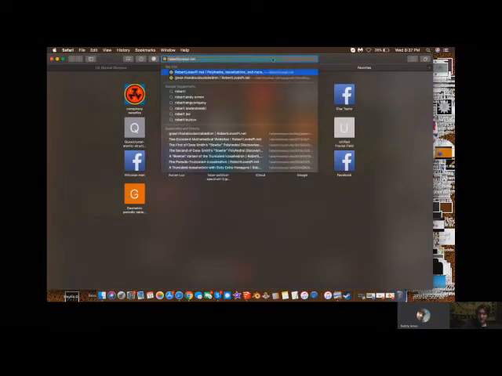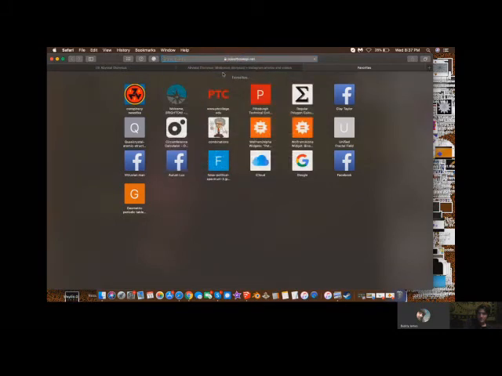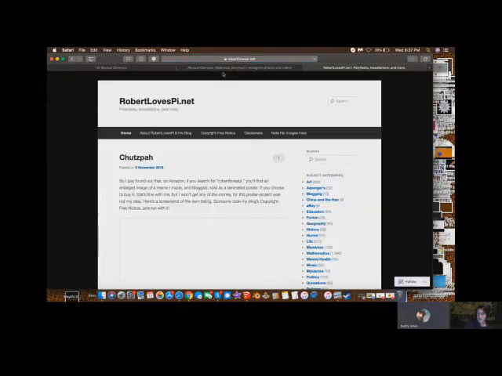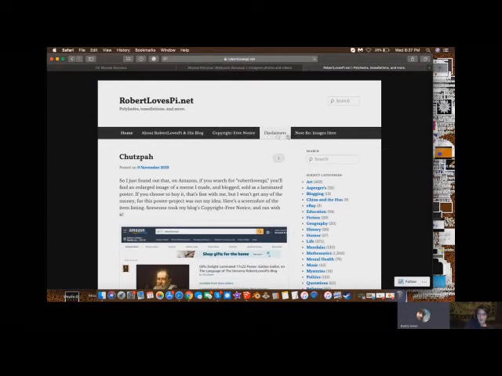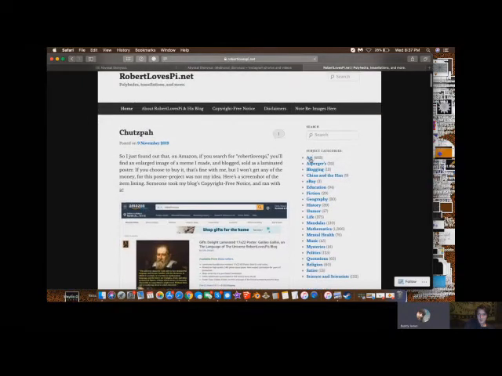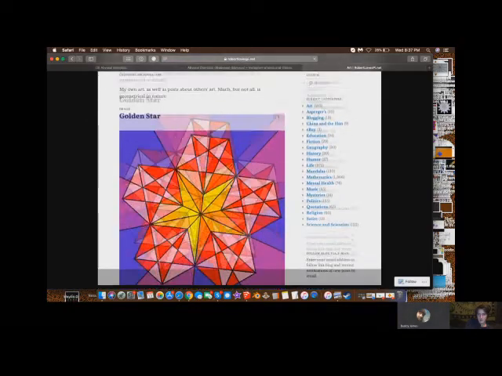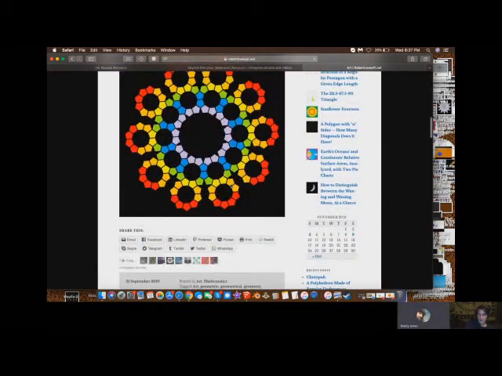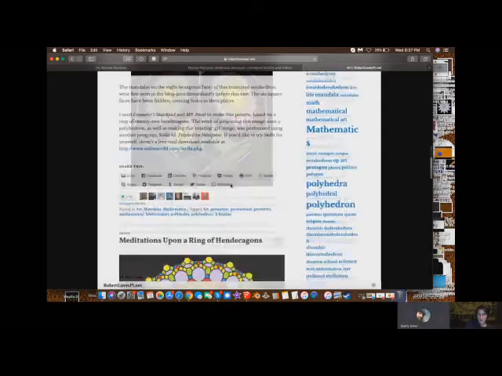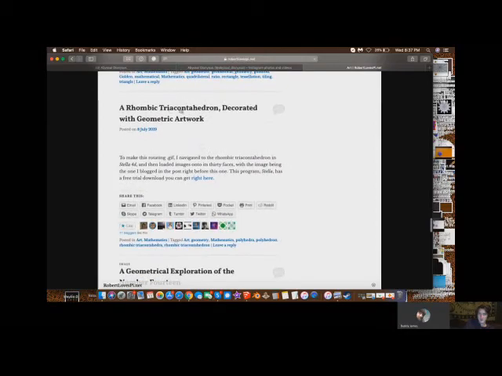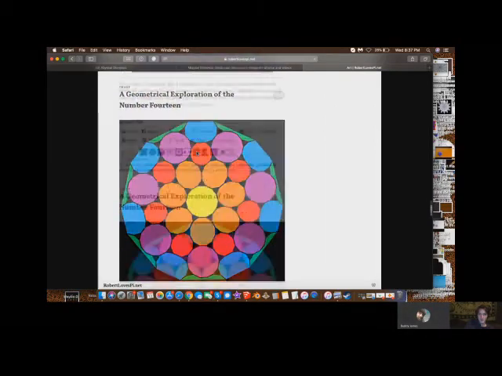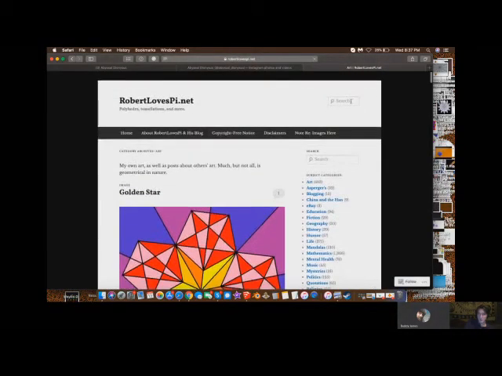Let's see if I can find this. Yeah, here we go. RobertLovesPie.net. Have you seen this guy's page? I think you showed it to me, maybe not. I don't know this page. Yeah, this isn't what I was looking for. It's the right page, but I'm looking for the honeycombs. I don't know if this has a search bar. Let's see.